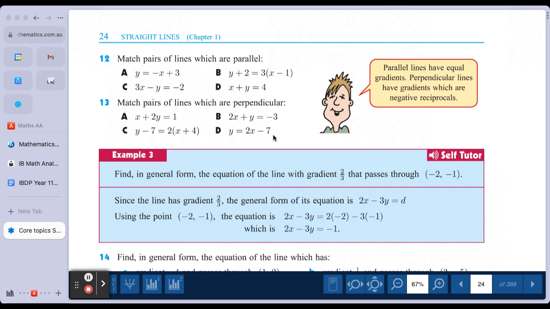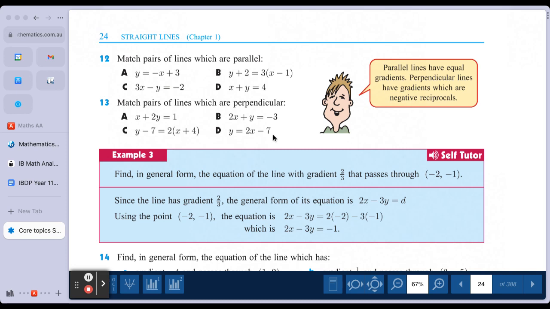So I think that's not so, because A has a gradient of negative a half and C has a gradient of 2, so that fits the one perpendicular, negative 1 over n. But also D I think has a gradient of 2, so C and D could also be. I don't know. Did anyone have any other different pairing?